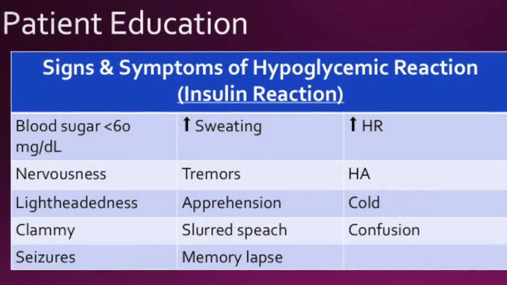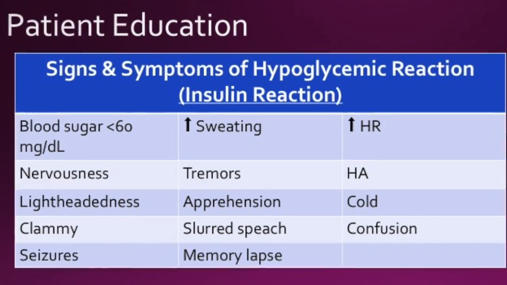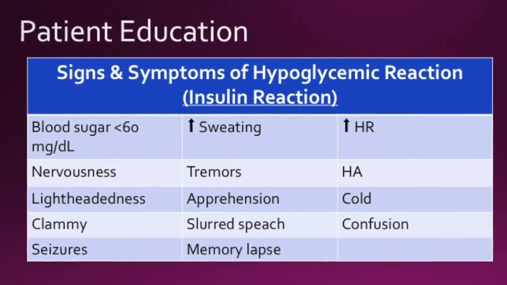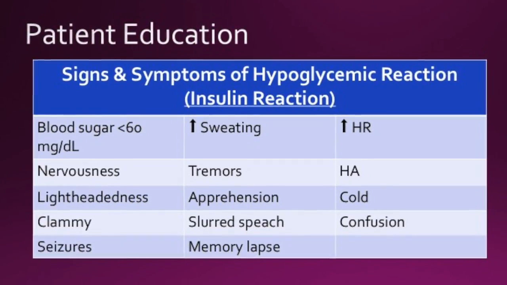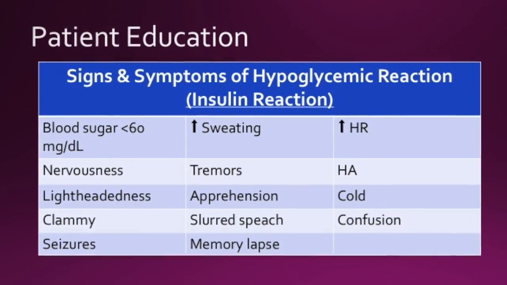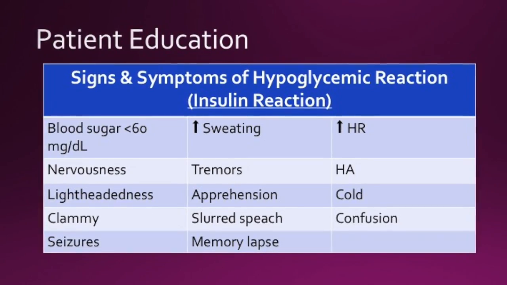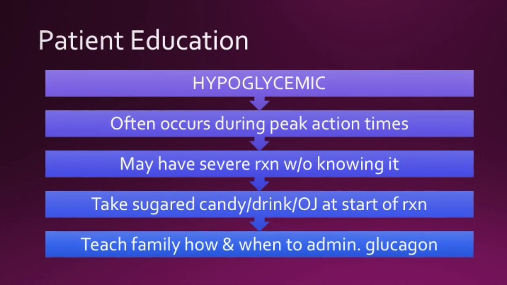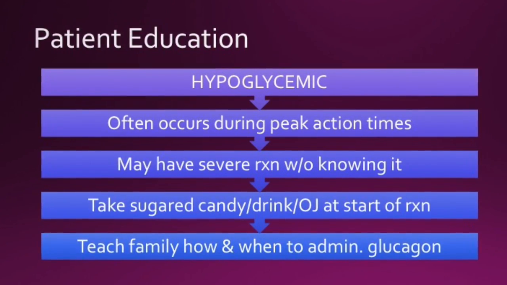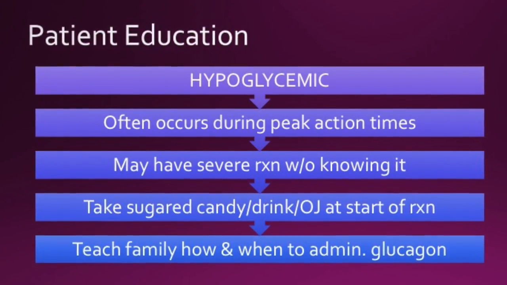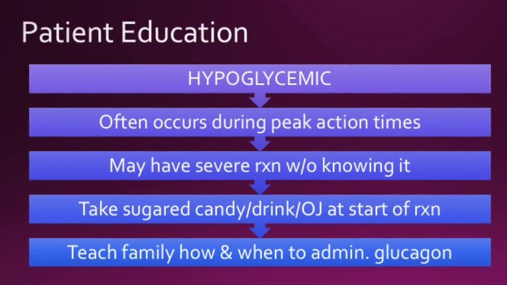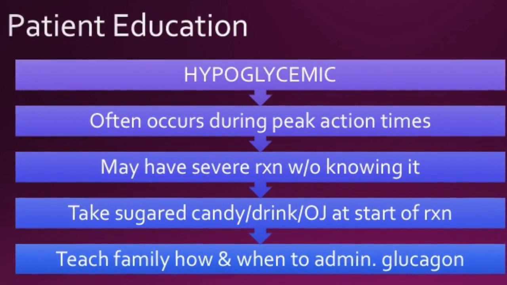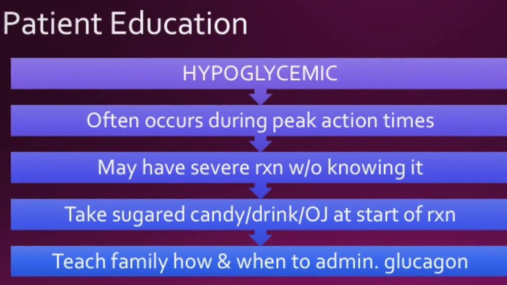Signs and symptoms of hypoglycemic reaction related to insulin: blood sugar lower than 60, increased sweating, increased heart rate, nervousness, tremors, headache, lightheadedness, apprehension, cold, clammy, slurred speech, confusion, seizures, and memory lapse. Hypoglycemia often occurs during peak action times, and you may have a severe reaction without knowing it. Take sugared candy or drinks such as orange juice at the start of a reaction. Teach family how and when to administer glucagon.